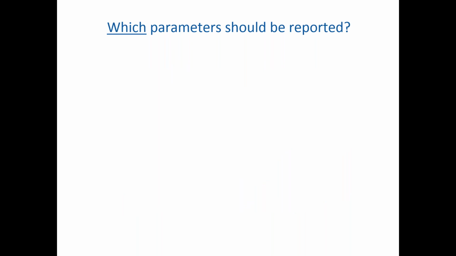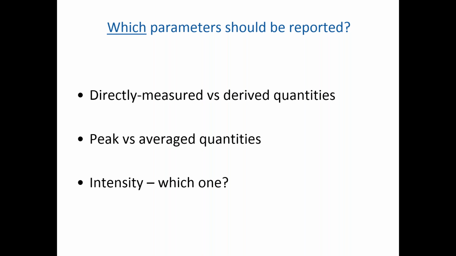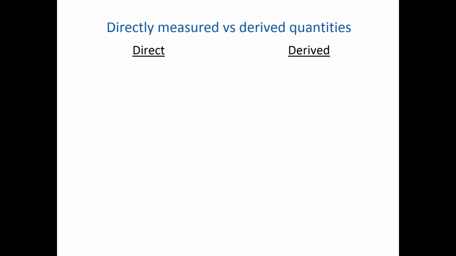The next of our major questions was which parameters should be reported. And before we do that, we need to start to break that down into a few smaller sections. So we'll start to consider the difference between directly measured and derived quantities, the difference between peak and average quantities, and specifically in the context of ultrasonic intensity, we'll ask ourselves which one. So let's start by looking at the difference between some of the directly measured and some of the derived quantities.